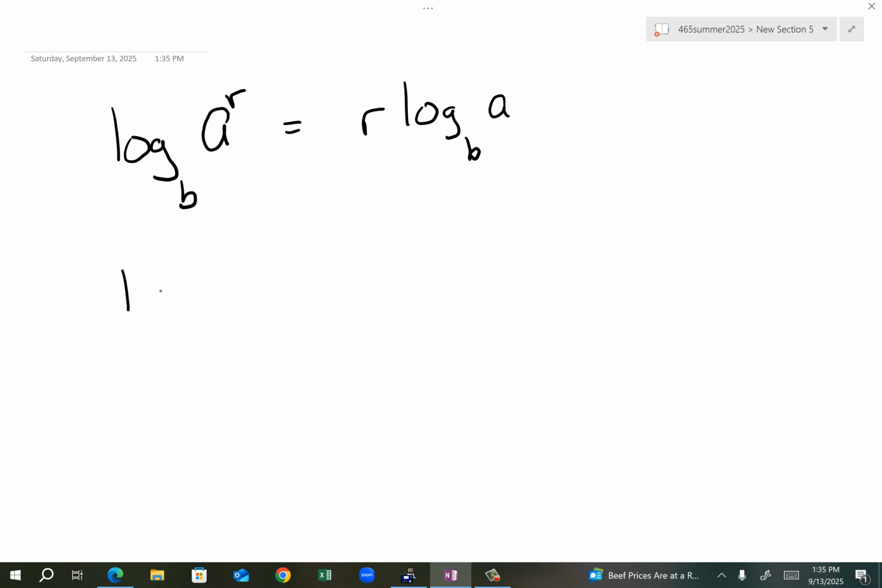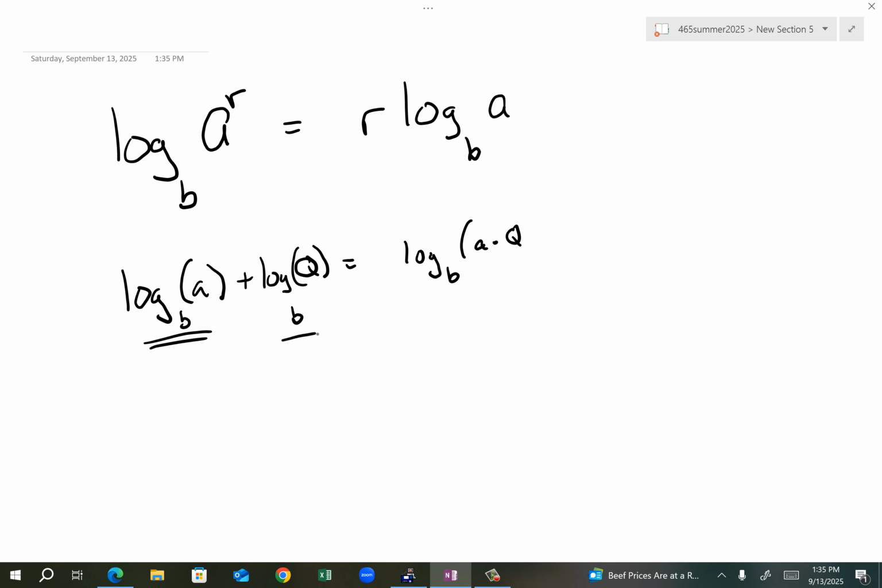Okay, what about the log base b of a plus the log base b of q? What is that equal to? Well, it's the log base b of a times q, right? Whenever you're adding logs, which is what's happening here, you are multiplying. Say, like Groom, try one. What's the log base 2 of 7 plus the log base 2 of 14? Well, it's the log base 2 of 98.